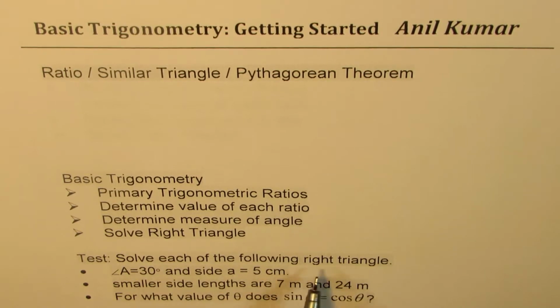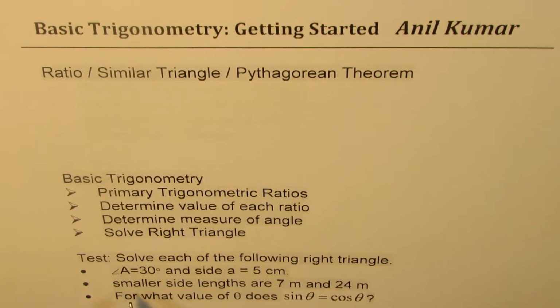Solve each of the following right triangles. The first right triangle has angle A equal to 30 degrees, and the side a, which is opposite to angle A, is 5 centimeters. You need to solve. Solving a right triangle really means finding all the sides and all the angles of the right triangle.